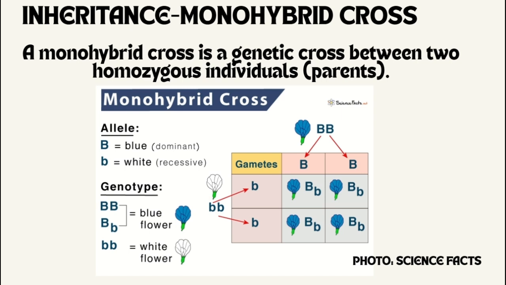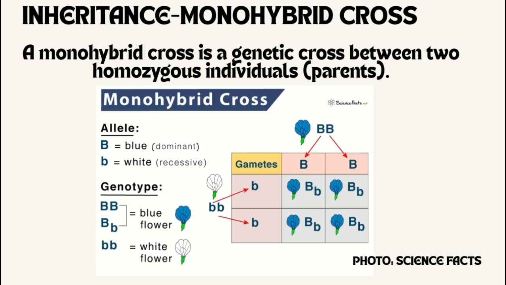Then the last thing we're going to mention is, well, this is not the last thing, but the other thing: different inheritance. So basically how inheritance works. We said the entire point of all of this is to find out how genes are passed on. So we're going to talk about the monohybrid cross first, and then we'll talk about dihybrid afterwards.